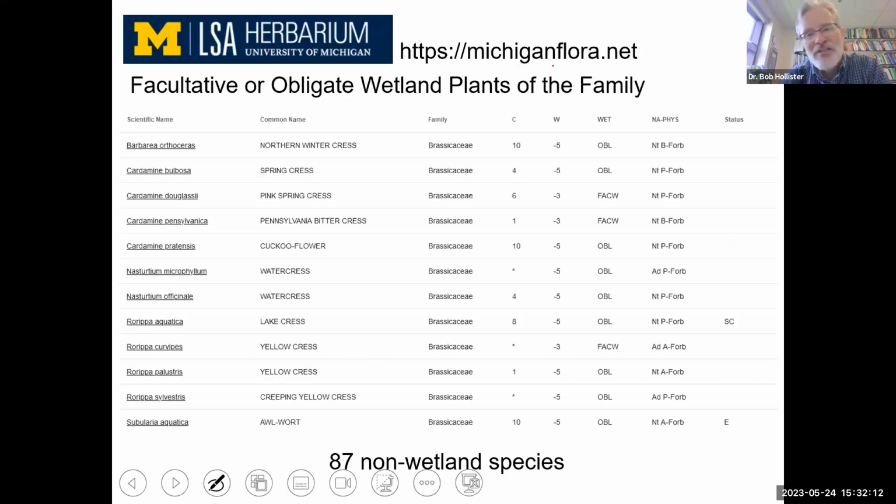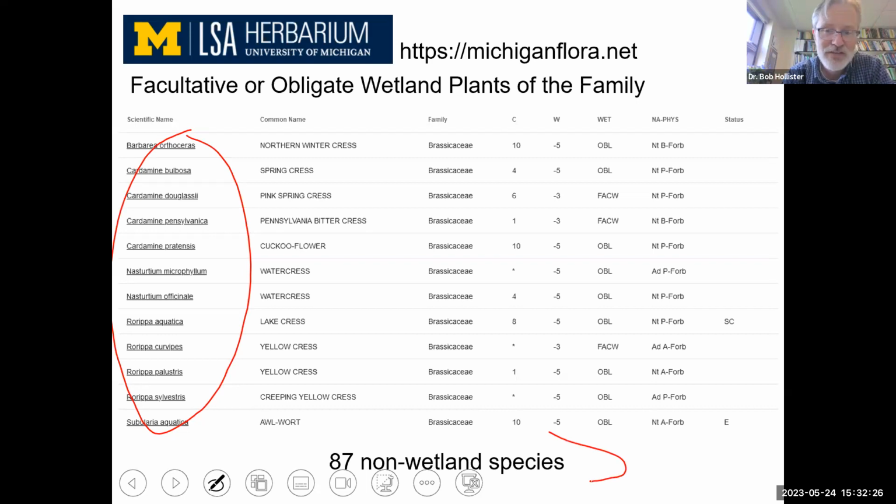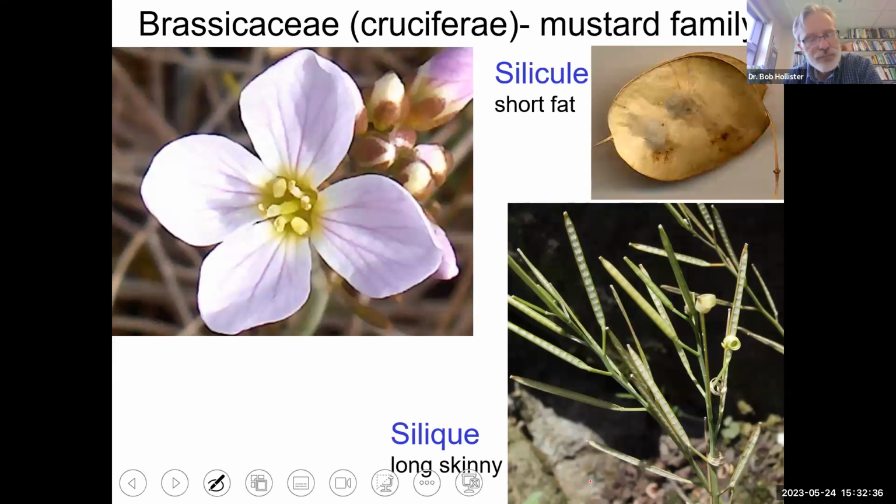Okay. There aren't that many species in wetlands. I mean, it's a bigger list than I'd like to give to an introductory level plant course, but it's way better than the 87 non-wetland species. So again, look for them in the wetlands, get comfortable with it, then apply that knowledge outside of wetlands. So here are some characteristics for the family.